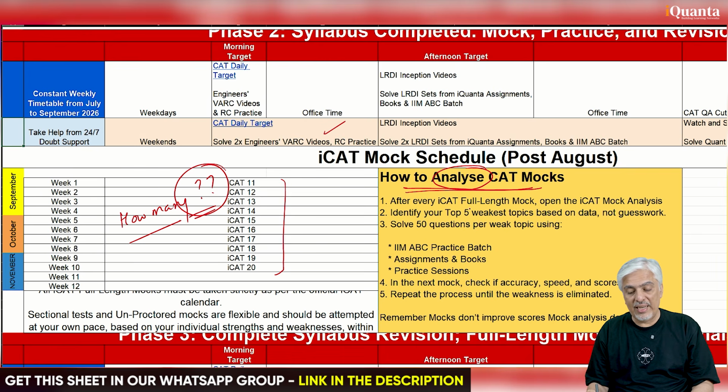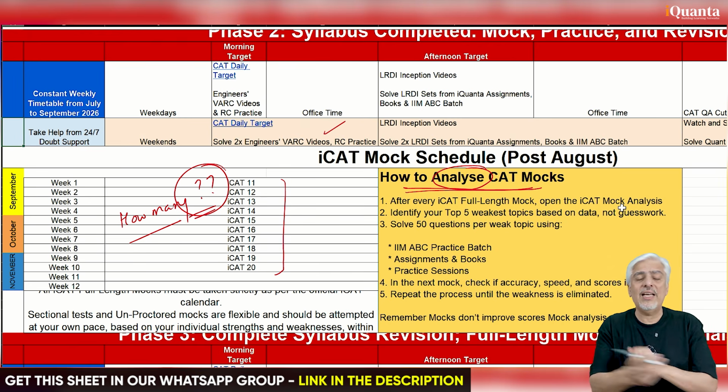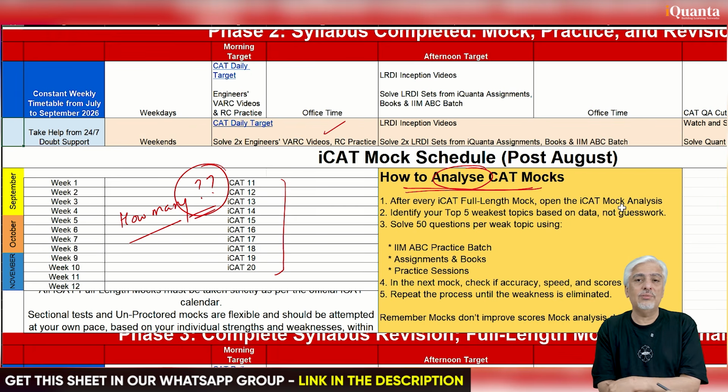So after every CAT full length mock, open the CAT mock analysis, identify the top 5 weakest topics based on the data, not guesswork. So data tells you, like I'll tell you a thing. I have, over the years, since 2006, I've started teaching CAT. So more than 20 years of CAT teaching.